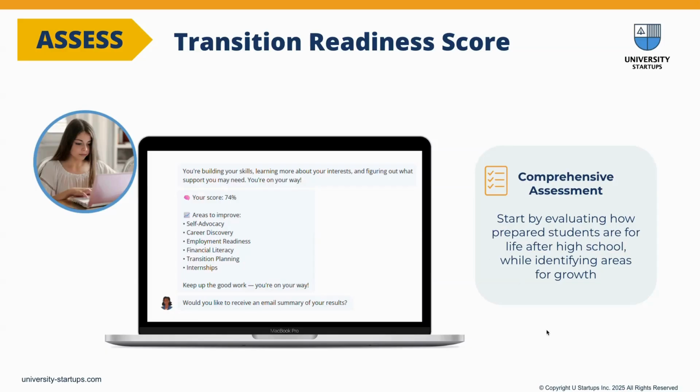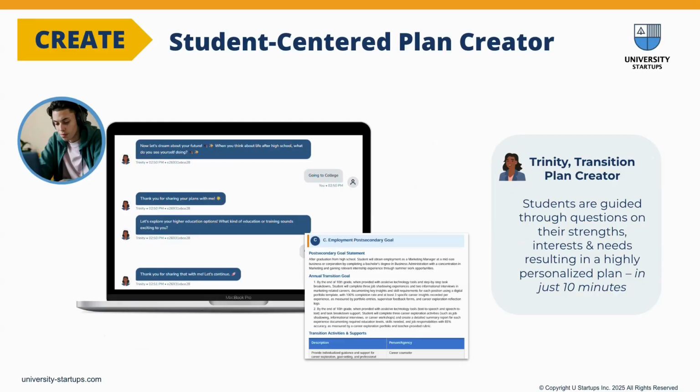students in transition readiness. Then we have our student-centered plan creator, also known as Trinity, our transition plan creator. This is an AI-powered plan creator that puts students' voice at the center of the transition planning process. Students will complete a short interactive conversation, usually in under 10 to 12 minutes, where they answer questions about their strengths, interests, preferences, and needs.